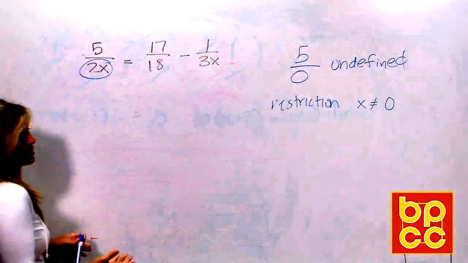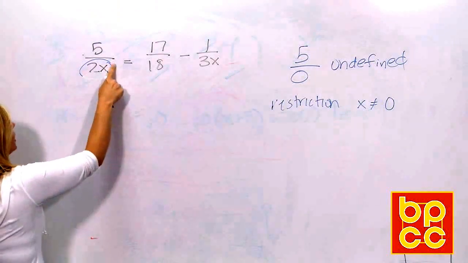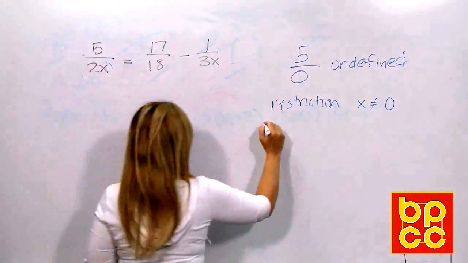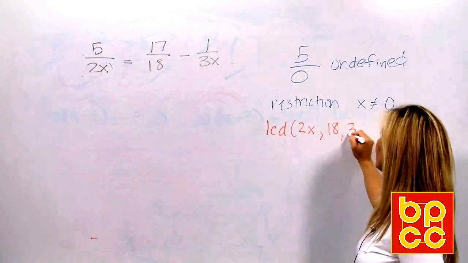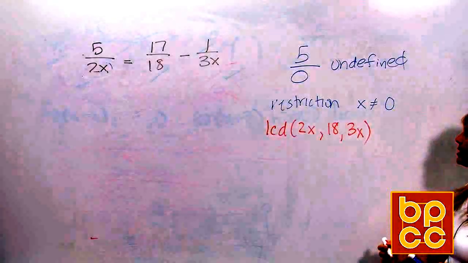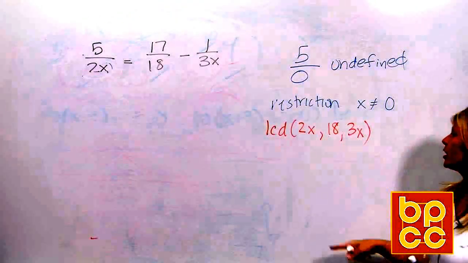Now we're going to go to the second part. The second part says solve it. Well, to solve this, we've already discussed you need a least common denominator. So now we have some algebra. In your denominators, you have a 2x, a 18, and a 3x. And the least common denominator is not just a number now, it's also going to have a variable.